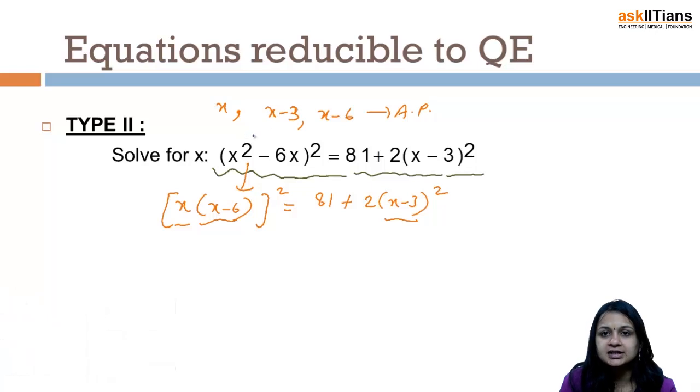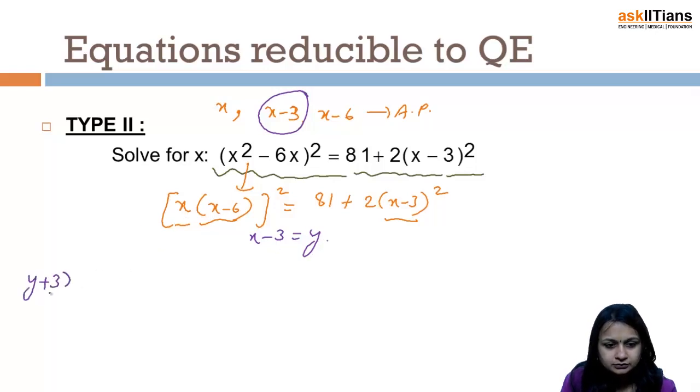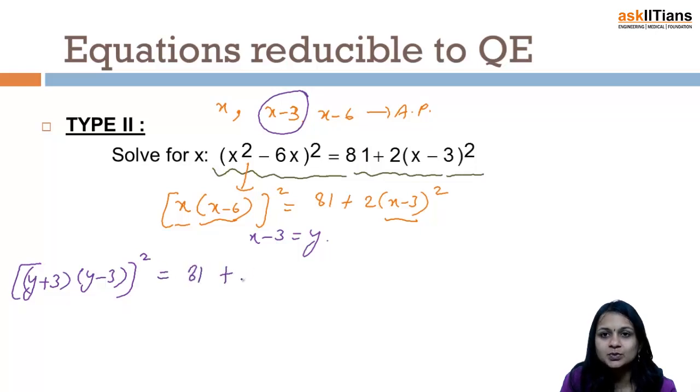So what I'll do in this case is, whatever is the middle term, I'll put it as equal to y. Once I put it equal to y, we will find that the whole equation gets reduced to a quadratic equation. How? When this is y, I can write x as y plus 3, and x minus 6 as y minus 3, and that is in the whole square. 81 plus x minus 3 is y, so I have 2y square. Now (y plus 3) into (y minus 3) is y square minus 9. So (y square minus 9) whole square, that is equal to 81 plus 2y square.